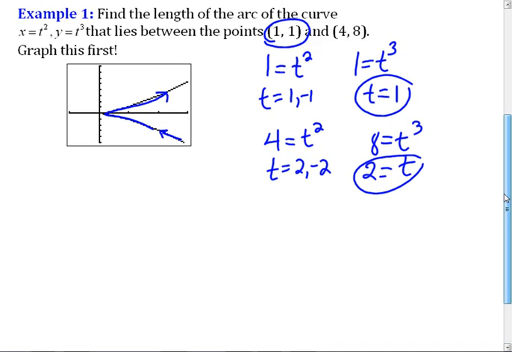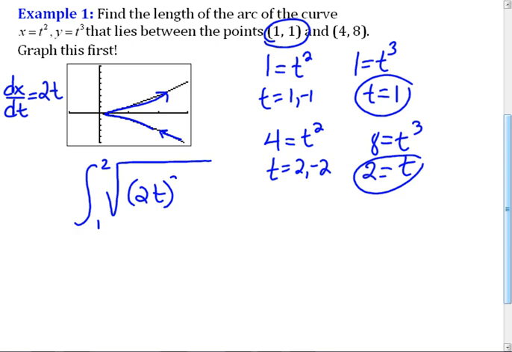Not usually, because it's in that square root, so it's usually going to be in the calculator section. So it's the square root of dx/dt squared. What's dx/dt? 2t. So it's (2t) squared, plus dy/dt, which equals 3t squared, squared, and then it's a dt.